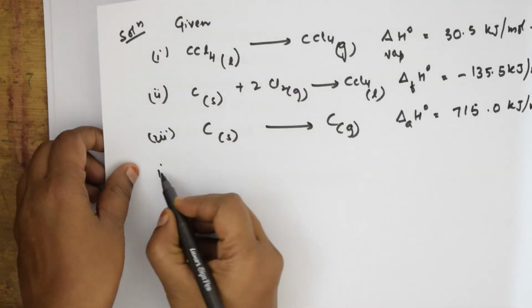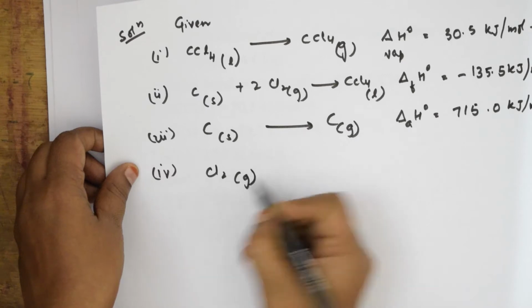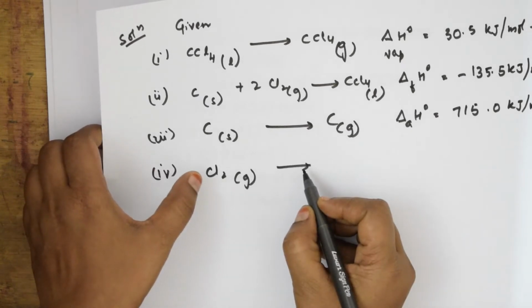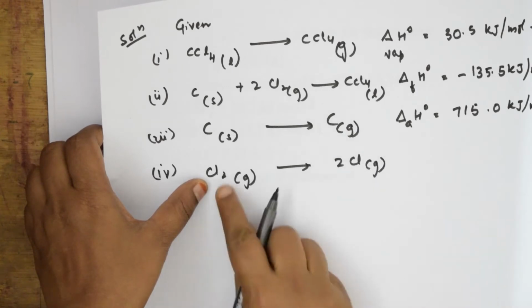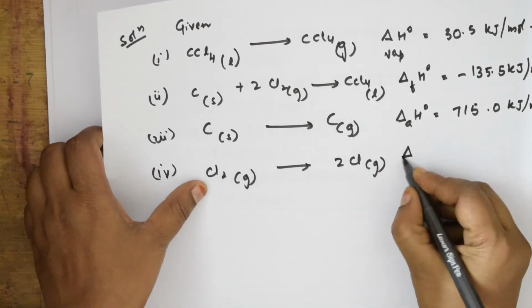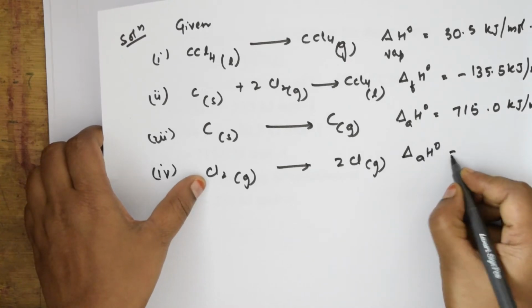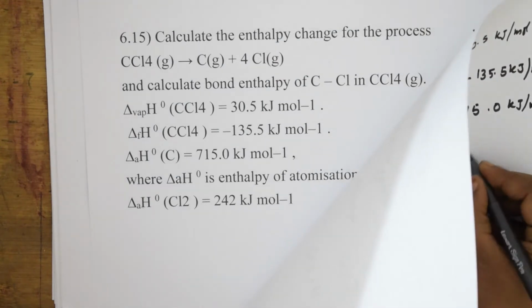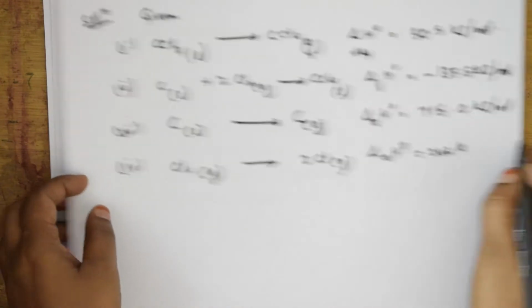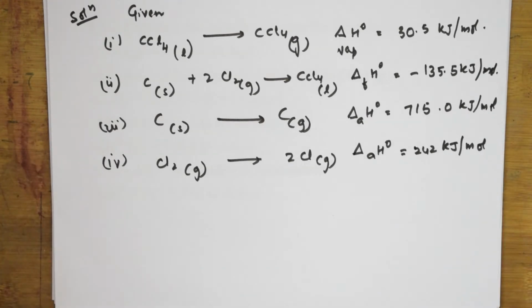Let us note that atomization is nothing but breaking down of the molecule into individual atoms. So Cl2 gaseous gives 2Cl gaseous. How much is delta H atomization given to us? It is 242 kilojoules per mole. This is also over. Now I've noted everything.